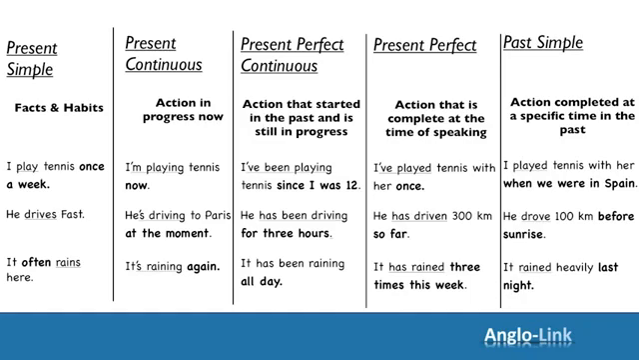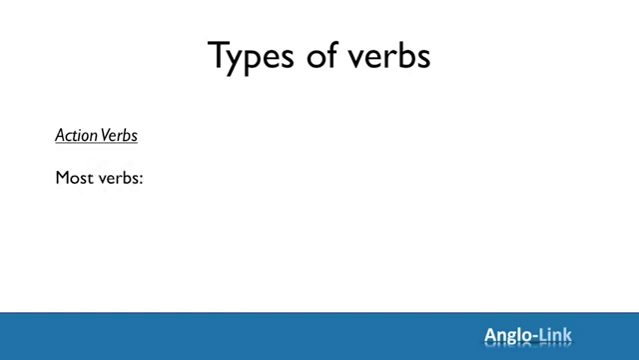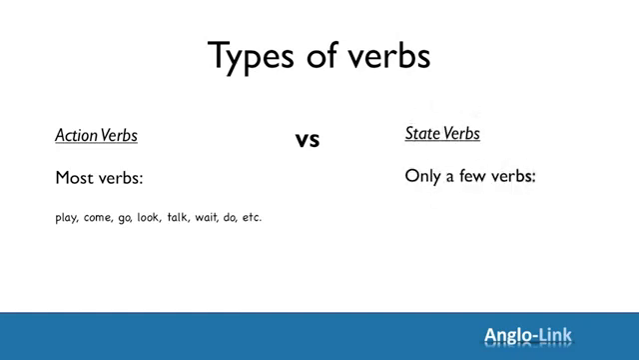Now you notice that all these examples are with what we call action verbs. So what is the difference between an action verb and a state verb? An action verb, and most verbs are action verbs, designates an action, something that you can start and stop as and when you want. By contrast, a state verb, and there are only a few of them, designates a mental state that you cannot really start and stop whenever you want. There is a sense of continuity in them, such as be, have, exist, know, etc.